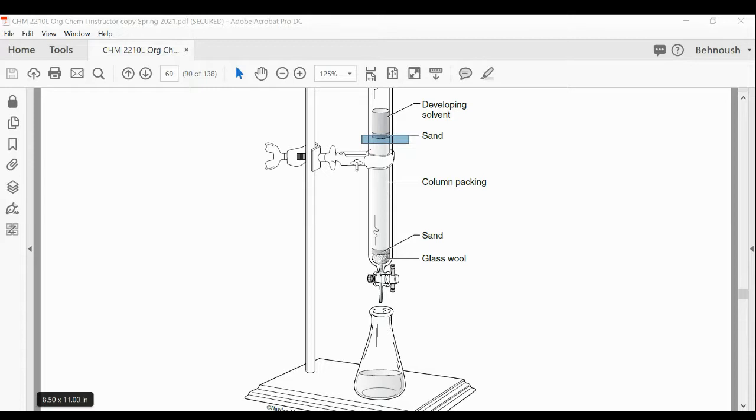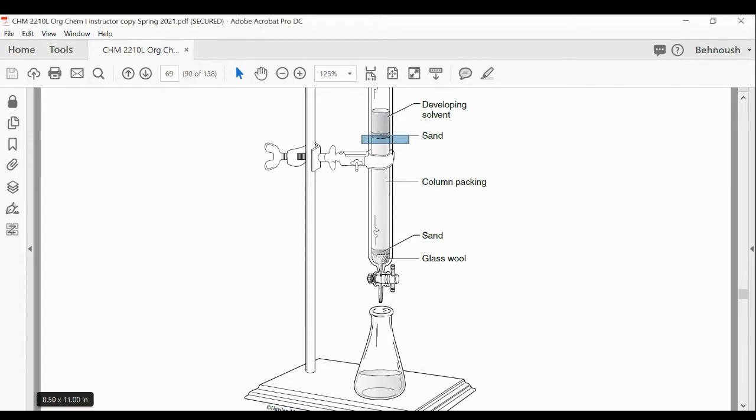So the sand on the top layer acts like a shock absorbent. It absorbs the force as you are pouring the liquid over, and it allows a smooth transition of the liquid passing through the column without being disturbed and uneven. Because if it's disturbed, it's going to be uneven. You want an even cut at the top and the bottom of the column.